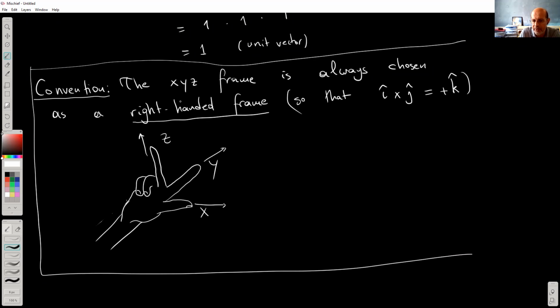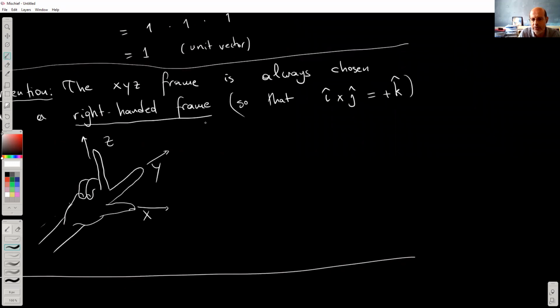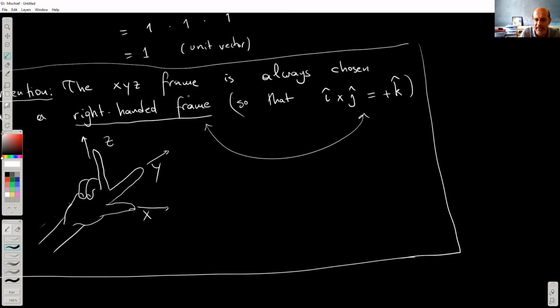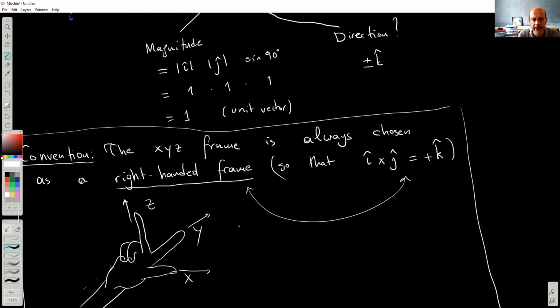But if you are using a cross product in your application, then you have to choose a right-handed frame, because this is basically related with this fact. So if this has to be true, then you have to choose a right-handed frame. This is something that you have to be careful with. There's one other thing that I didn't mention about this convention.